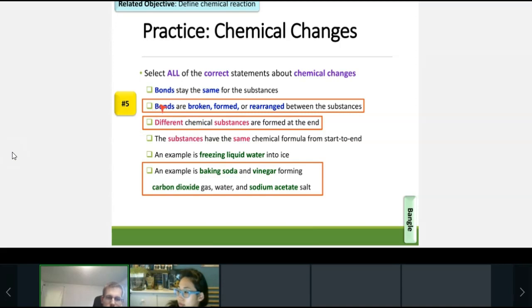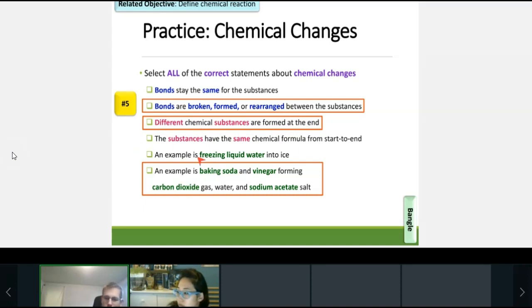Yes, so the correct answer for each category is that bonds in a chemical reaction are being broken, formed, or rearranged. If you have a bond that's staying the same, usually it's something that is the medium in which the reaction is happening. A lot of times you'll have a reaction that's happening in water, but water isn't directly playing a role in the reaction. But you have to have at least one bond that's being broken, formed, or changed somehow in a chemical reaction. With the pink category, different chemical substances are formed definitely at the end, right?